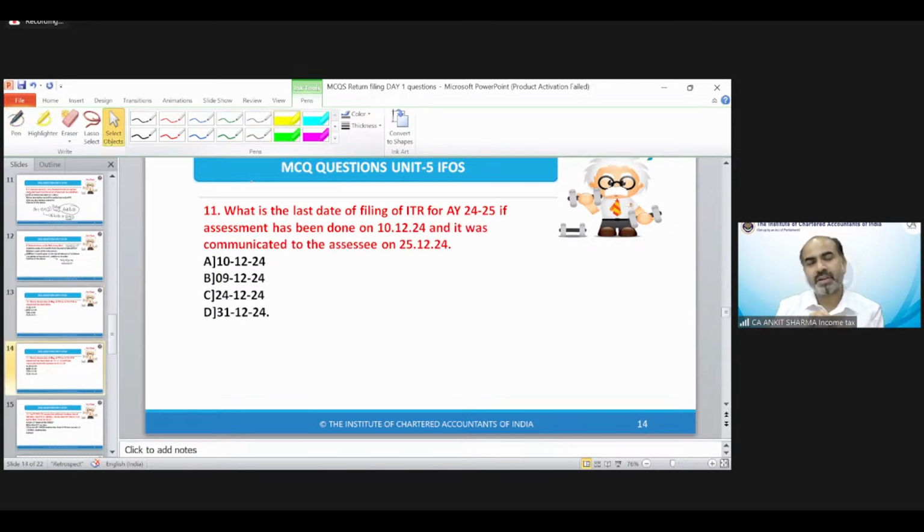Now, this is my favorite question. Question number 11. I will read it and then you have to answer and I will ask the correct answer. What is the last date of filing of ITR for assessment year 24-25 if assessment has been done on 10th December 2024 and it was communicated to the assessee on 25th December 24? So what should be the last date of filing of ITR?